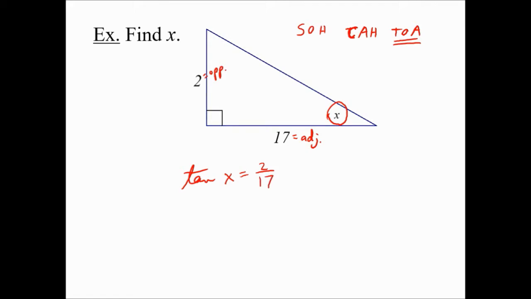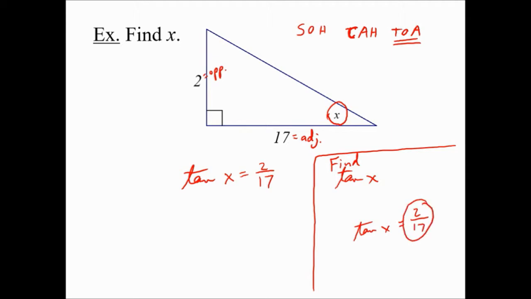I want to take a step back for a second. Last class, for this picture, I might have asked you to find tangent of x. In fact, here, let me just write, find tangent of x. Cool. And so you would have written tan x equals 2 over 17. There's my answer. Done with the problem. Okay, that's great, because last time it said find the tangent of x. This time it's a different direction. This time it says find x. Okay, so we're not just going to stop here. We're going to keep going. We're going to get the x by itself.